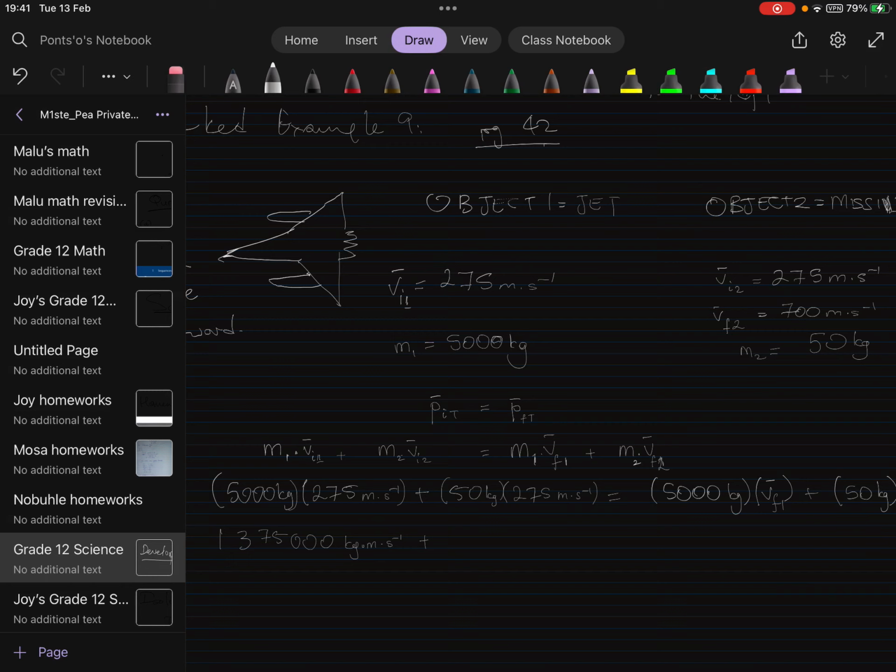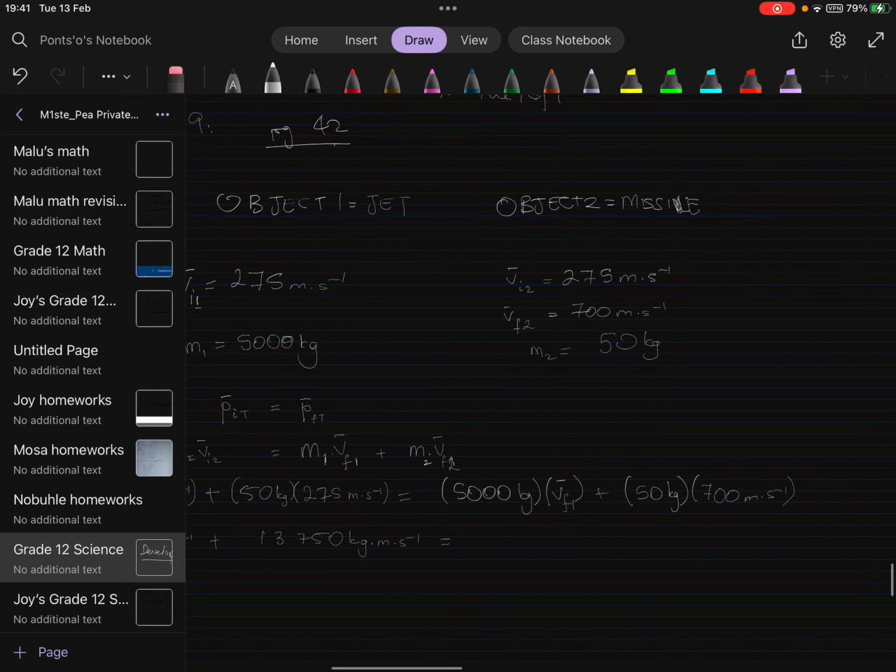It's always great to isolate the things. So I started off with multiplying the 5,000 by the 275, and I wrote down that answer as it is. Right, and then I just take down the units as they are.